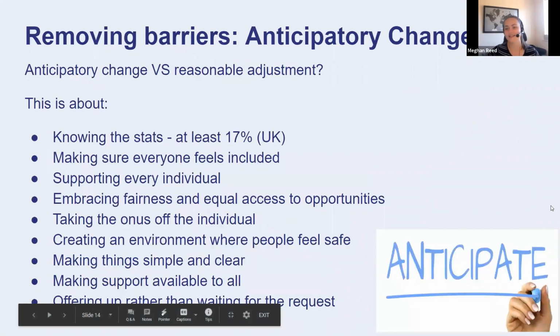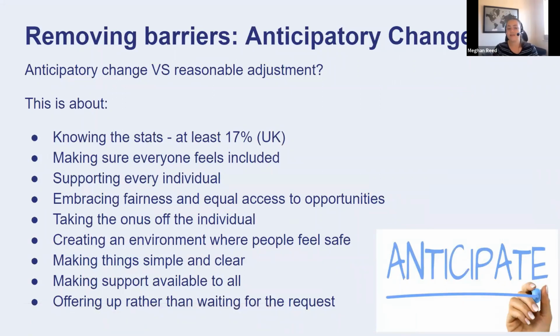By removing barriers and making these anticipatory changes, rather than just adjusting when somebody reports something, we can really make sure that everybody feels included. Every individual, whether or not they're reporting or disclosing something themselves, will have those barriers removed, and so will be able to access the workplace or their home life even better. This means much more fairness and equal access to opportunities, and it also takes the onus away from the individual from having to report something themselves, which in itself can be a barrier to getting support.